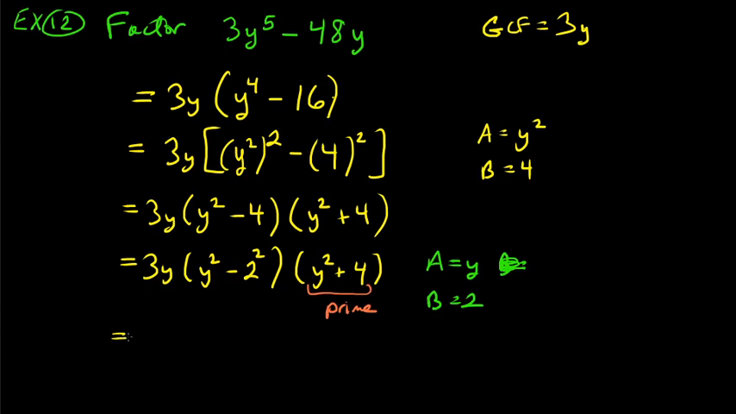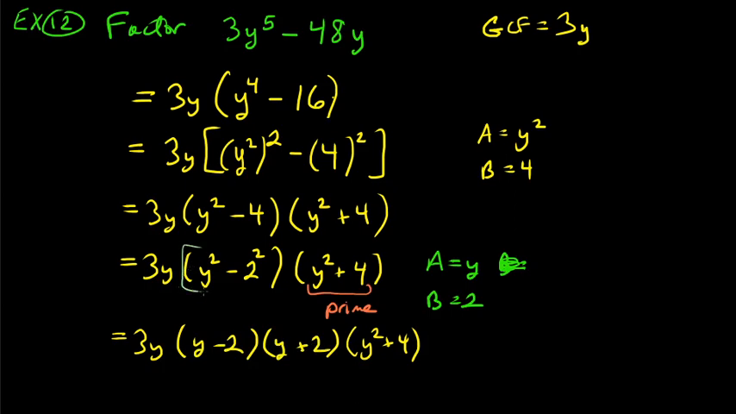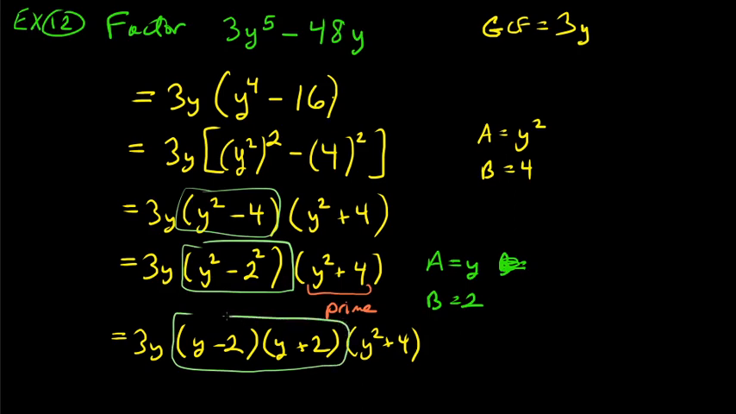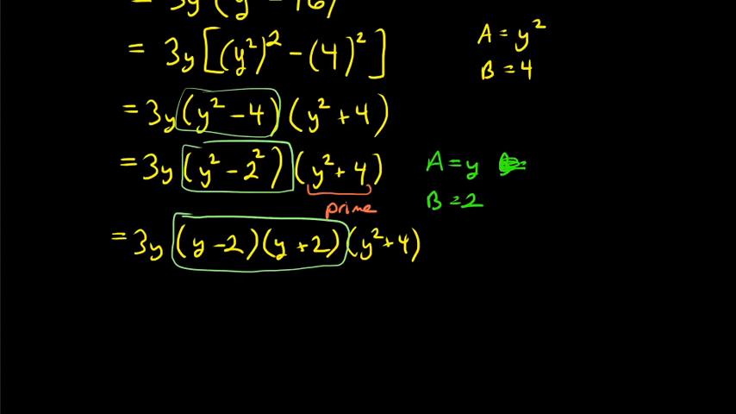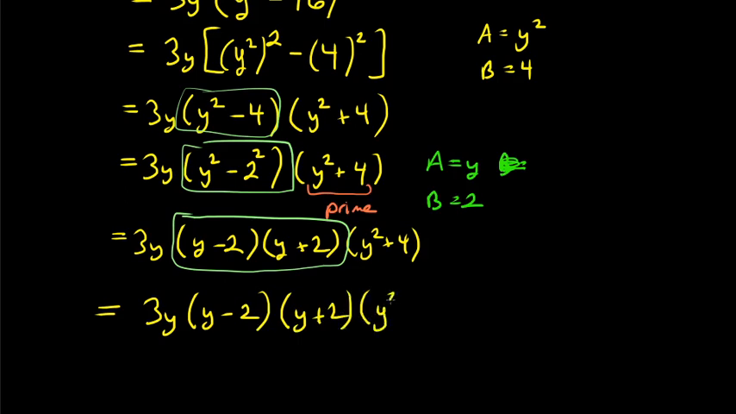Right. So now when we write a minus b times a plus b, we're going to have y minus 2 times y plus 2. Right. And just to be clear, that came from this, right? The y squared minus 4 factored as y minus 2 times y plus 2. Okay, so there it is. Let's write it again. 3y times y minus 2 or y plus 2. Remember, order doesn't matter. And then y squared plus 4.